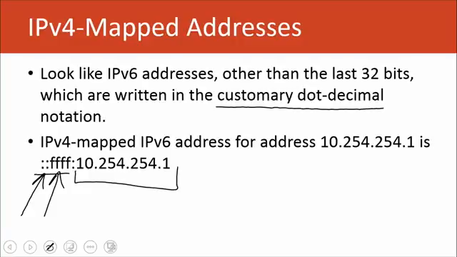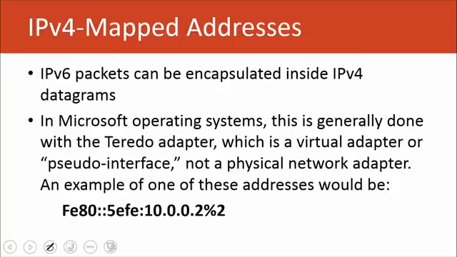Okay. So it's amazing what computers can do and how much goes on behind the scenes that we're not even aware of. And so what happens here, just to continue on with our discussion of IPv4 mapped addresses, is that IPv6 packets are encapsulated inside of the IPv4 datagrams. And then with Microsoft, it's done with something called a Teredo adapter, which is just a virtual adapter or sort of a logical interface, a pseudo interface, here on the screen is what it says. And an example of these addresses is just located below.